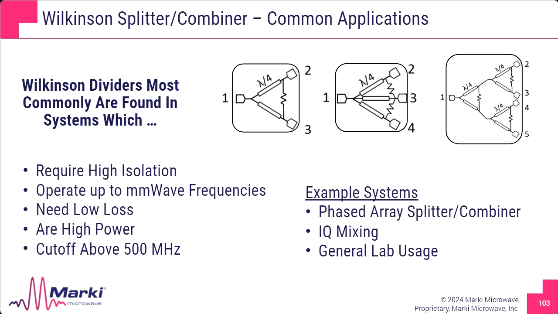So examples is the phased array. Wilkinson splitters are super popular in phased array radars. This is the divider of choice for IQ mixers, and these are super popular for just general lab usage. They have great isolation, and they can be made super broadband.